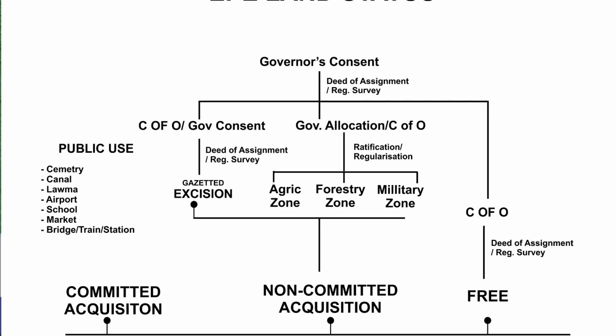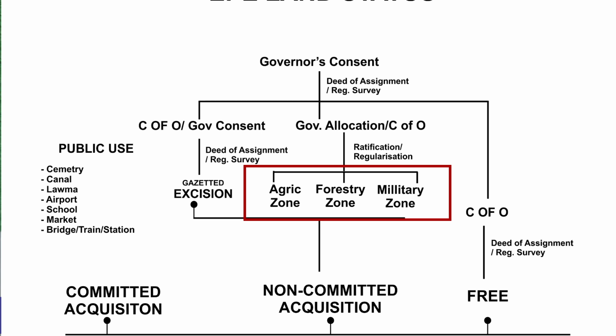Alright, so in Epe we have a subcategory for non-committed acquisition. We have the excision. Then we have a subcategory, zones. This is where it starts becoming interesting. We don't have this in Igbonla actually. So we have Agric zone, we have forestry zone, and we have military zone.